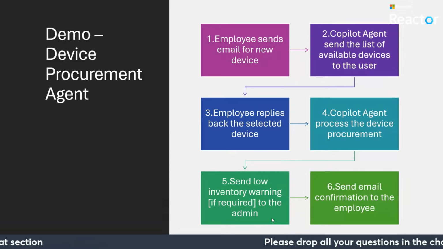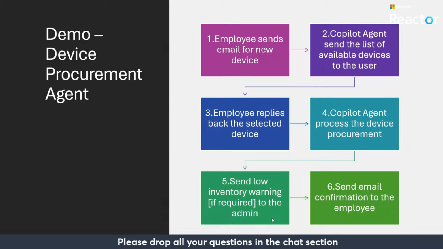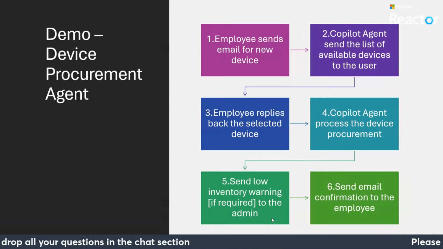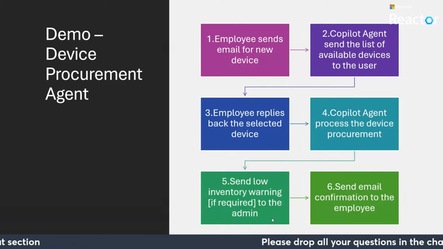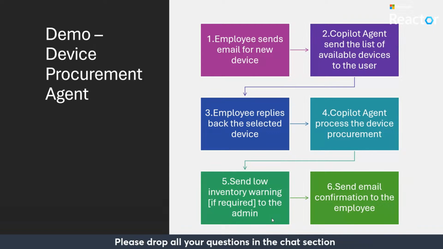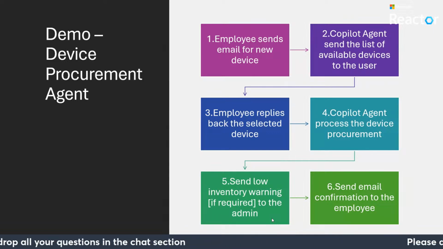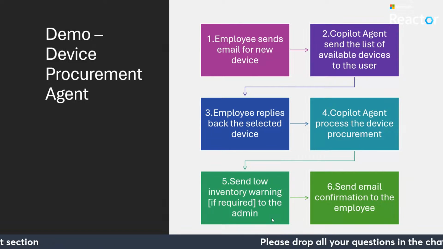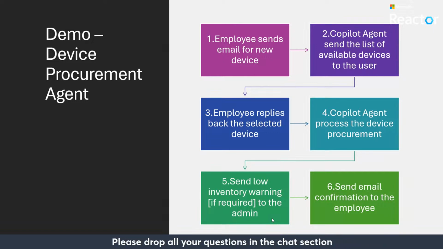So once the agent receives the device preference, it will perform the device procurement, and then send the confirmation email to the employee once the procurement is completed. And also it will send a low inventory warning to the admin in case the device count is less than 5 or less than 10, whatever we set for the admin. So this is the use case we are trying to automate today using the autonomous Copilot agent.